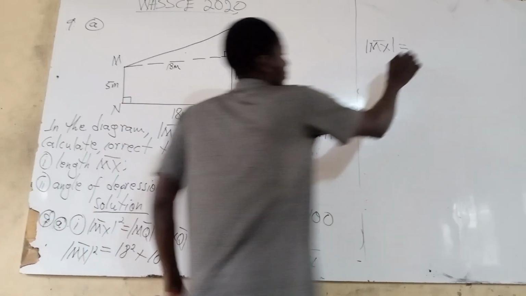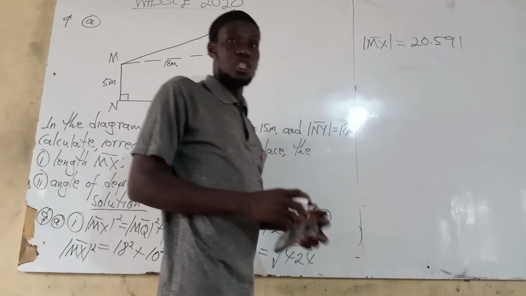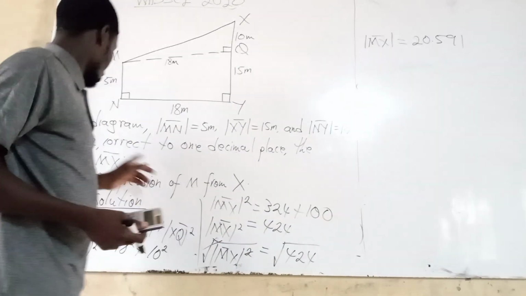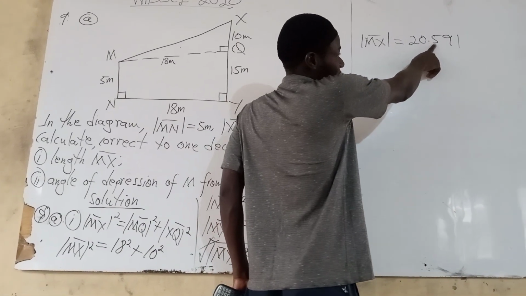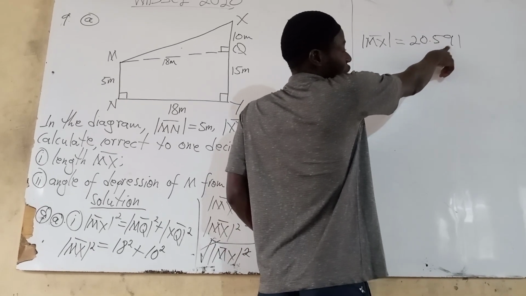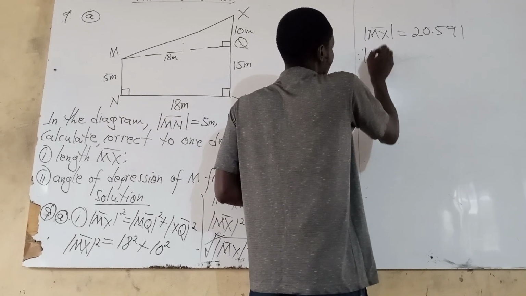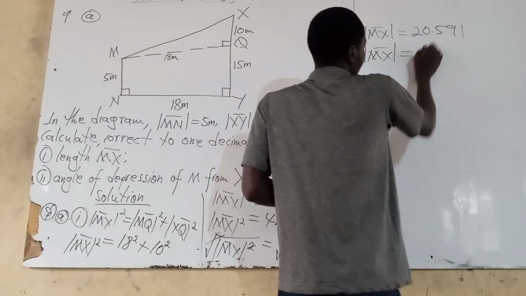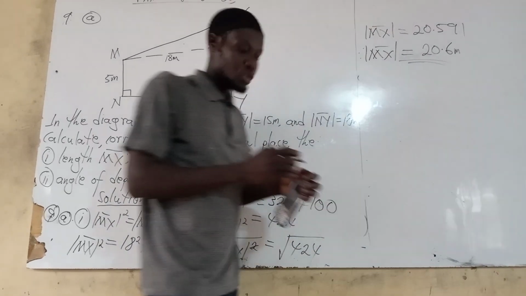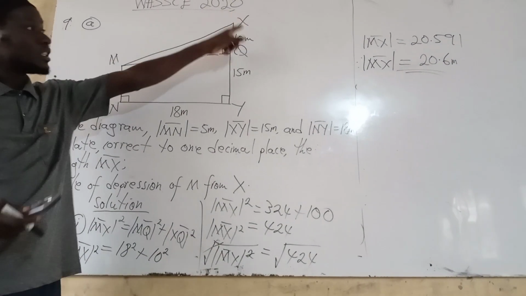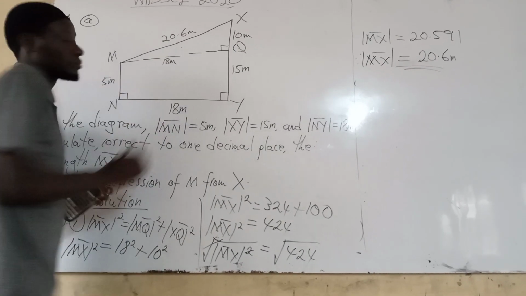That gives us 20.591. But we are asked to calculate the correct one decimal place. To one decimal place, after the decimal marker we have 5, but after 5 we have 9. So you round the 9 up to 1 and add it to the 5. Therefore, the length of line MX will be equal to 20.6 meters. That is this length, 20.6 meters.